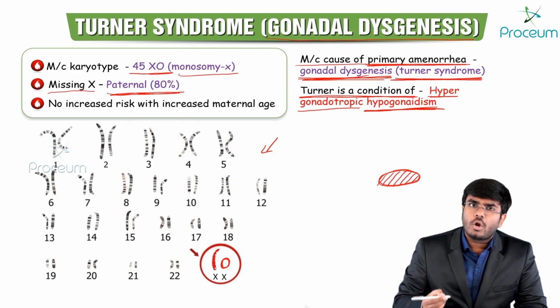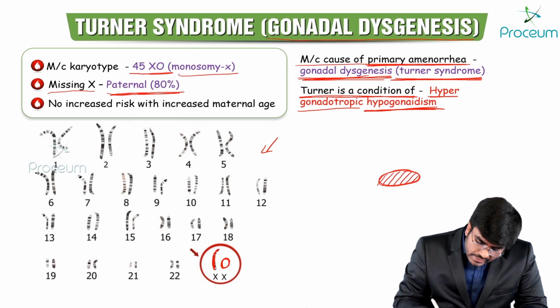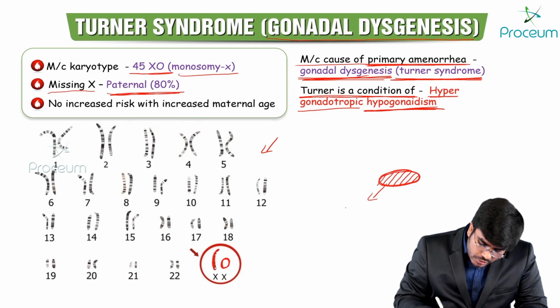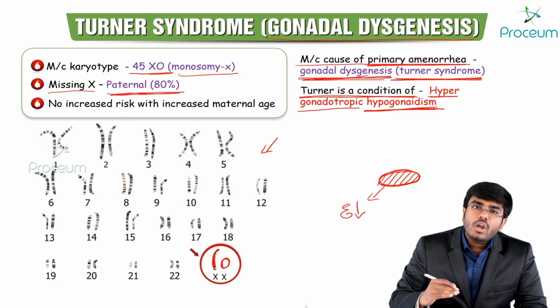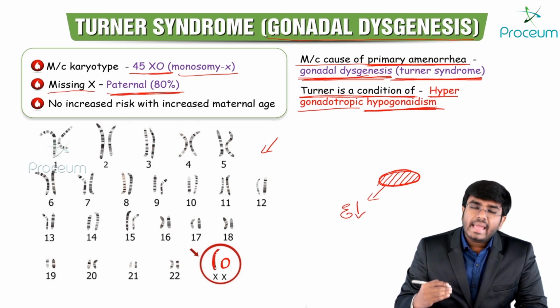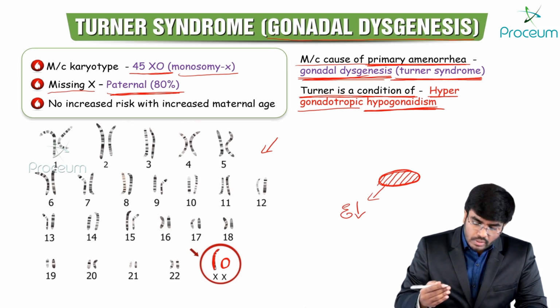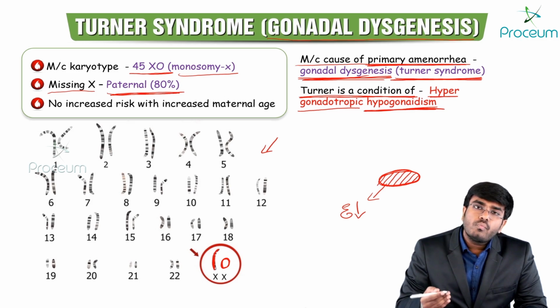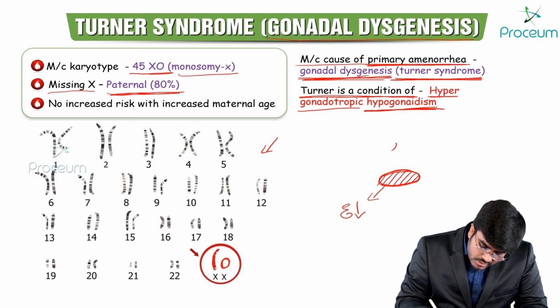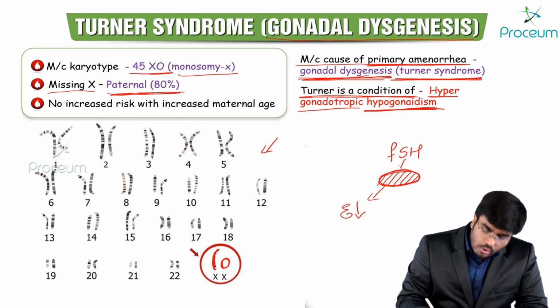Am I true or not? Yes. The ovaries are non-functional. If ovaries are non-functional, it means they are not making the estrogens. Estrogens are very much low. Whenever there are no estrogens, the hypothalamo-pituitary ovarian axis will think that estrogens are not there. So what is the pituitary going to do? The pituitary is going to release lots and lots of FSH in order to stimulate the ovaries.